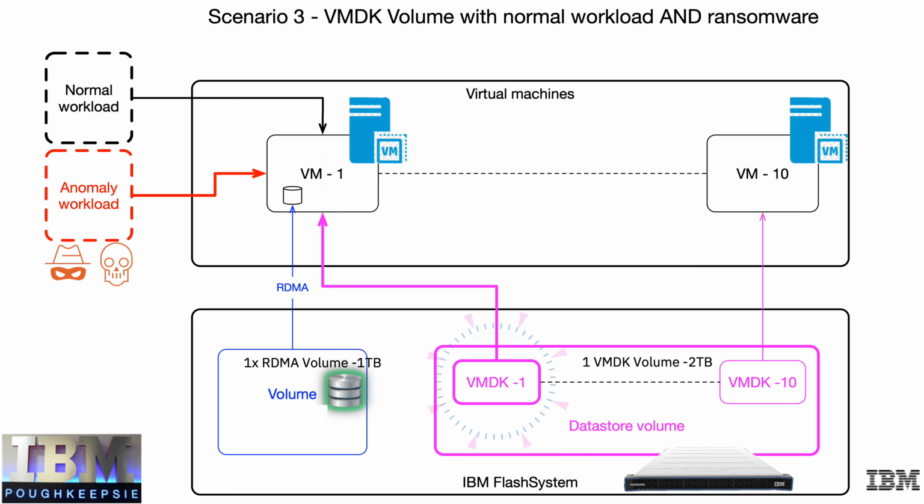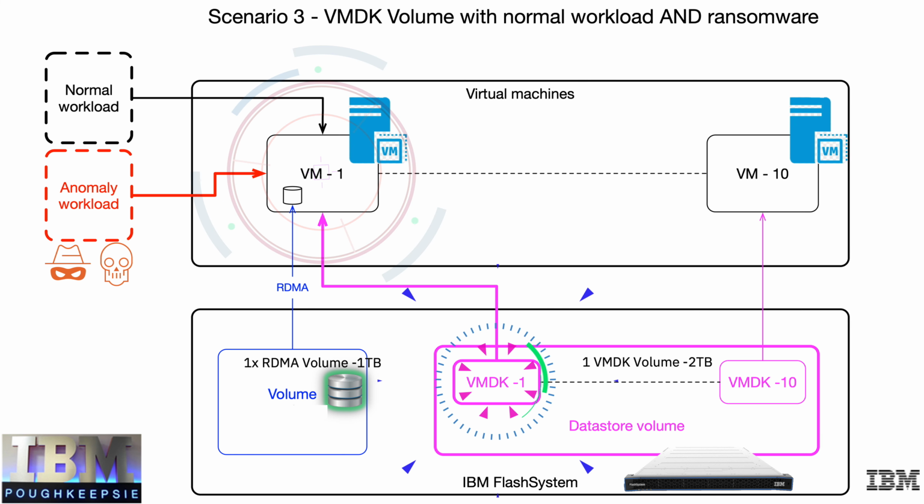So now let's try a different test. Same single VM running the anomaly or the ransomware workload on the VMDK as well as a normal workload. So this is the key difference here, is we wanted to see if there was any differences in how it was being written using the VMware file system versus RDMA. So you'll see there's going to be an interesting difference here.